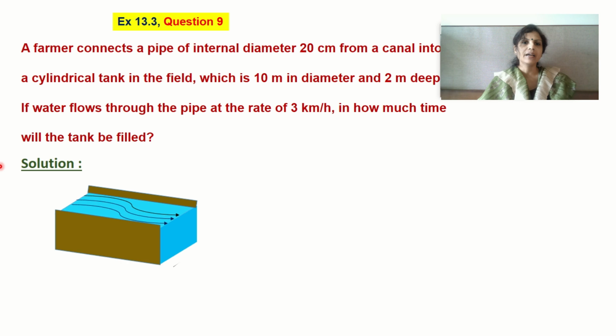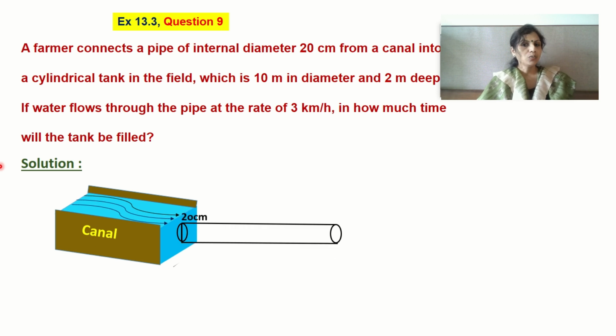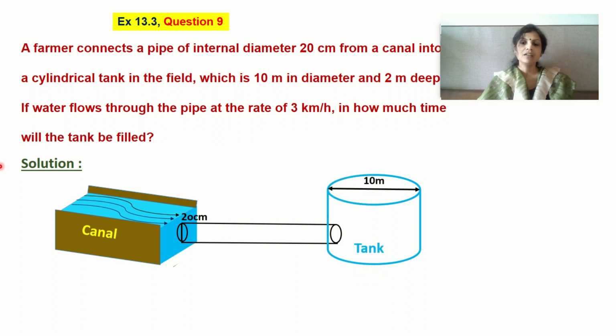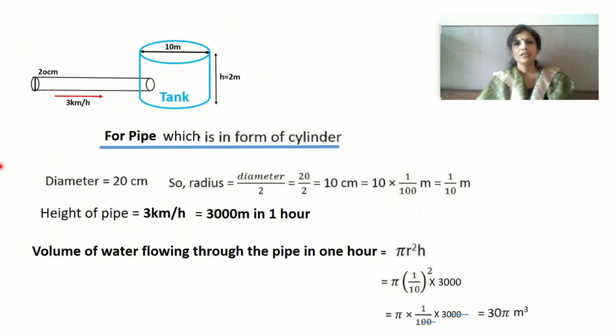So let's try doing the diagram. We are given that from the canal, a pipe whose diameter is 20 centimeter is connected to the tank, and the diameter of the tank is 10 meter and the depth or the height of the tank is 2 meter. Now the question is, in how much time will the tank be filled? And we are given that the water flows through the pipe at the rate of 3 km in 1 hour. So the rough sketch of the solid figure we will make like this: a pipe connected to the tank.